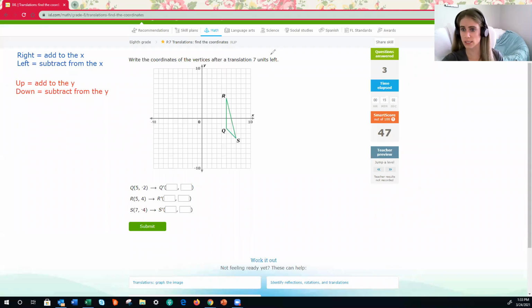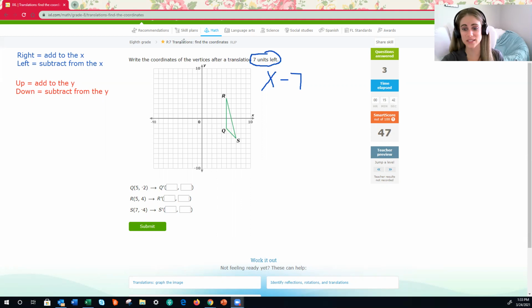Now, what do we need to do in this case? This time, it's only translating 7 units left. That's great. It makes it a little bit easier. 7 units left. Is that affecting our X or our Y? That's affecting our X. And if I go to the left, are we adding or subtracting? We're subtracting. So we're going to subtract 7 from all of our X values. Does it also move up or down? No, which means we don't have to do anything to the Y's. The Y's get to stay the same. Yay, less work.